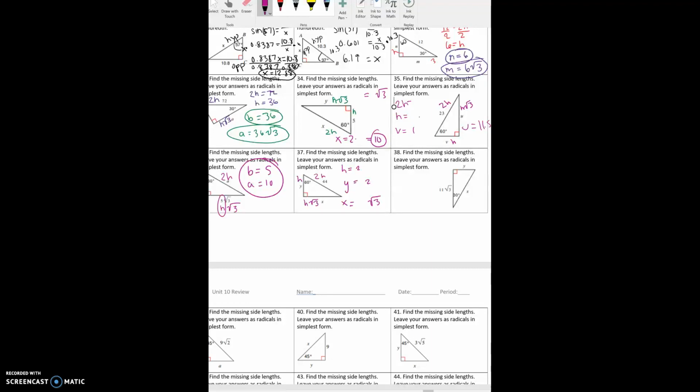Just like the ones before on the previous video, this is a 30, 60, 90 triangle. So we have h times the square root of 3, h, and 2h. We can see that h is equal to 11, so y is going to equal 11. And x is going to equal 2 times 11, which is 22.